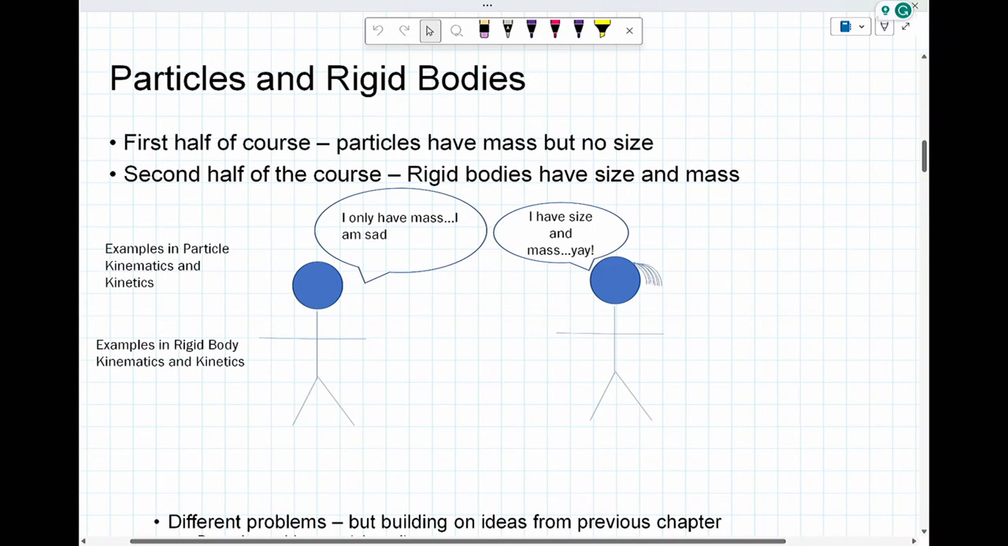This is a good time to remind you where we're going. So in the first half of this course, what I have done is look at problems that are based on particles, and they only have mass. However, in the second half of the course, we will be dealing with rigid bodies. And so when you deal with rigid bodies, the difference is that particles translate. Rigid bodies rotate. And so as they move around, you have to consider the rotation as well as everything else.